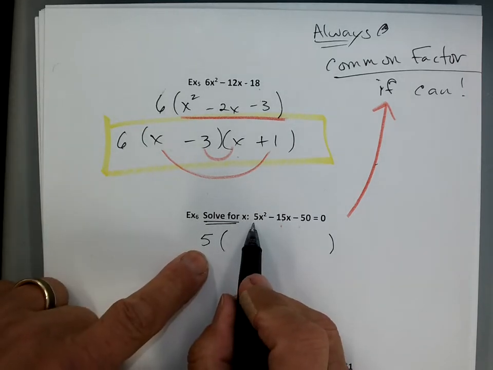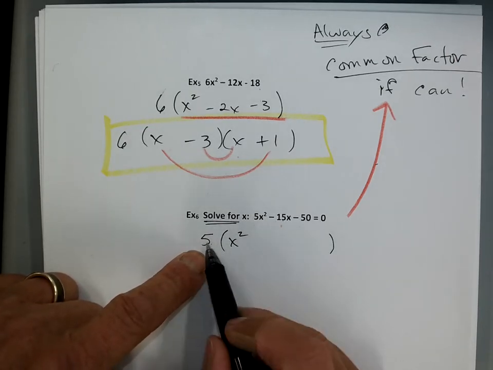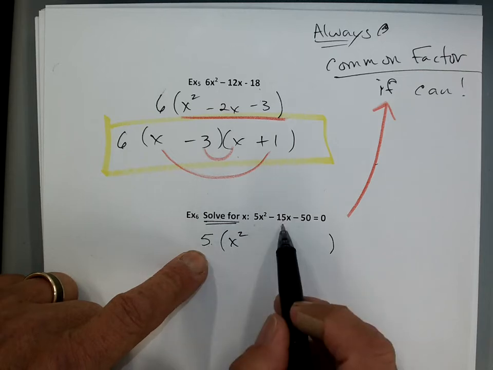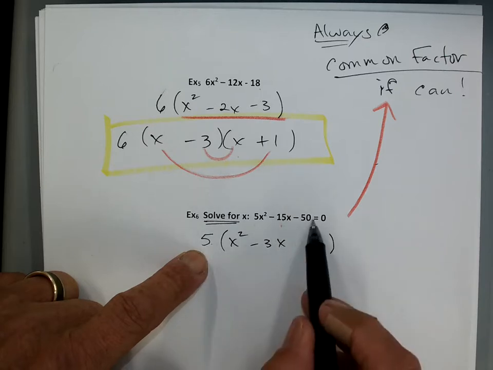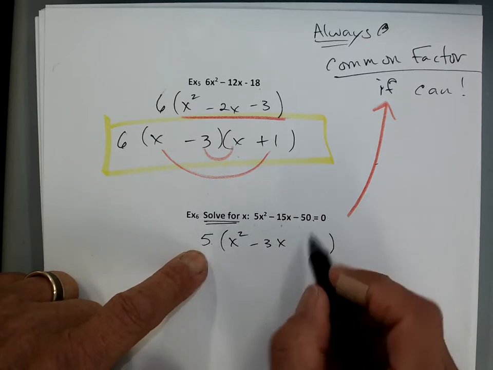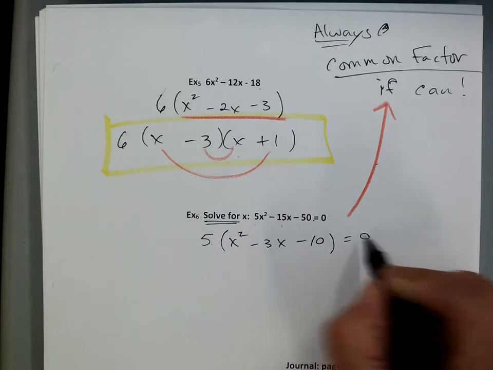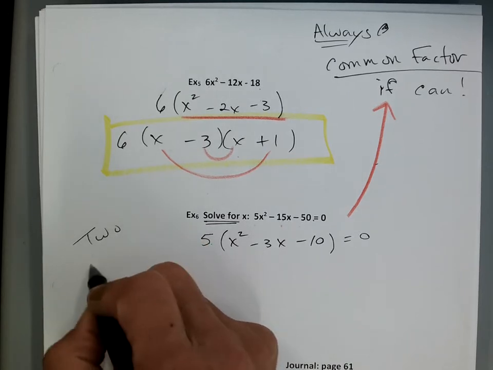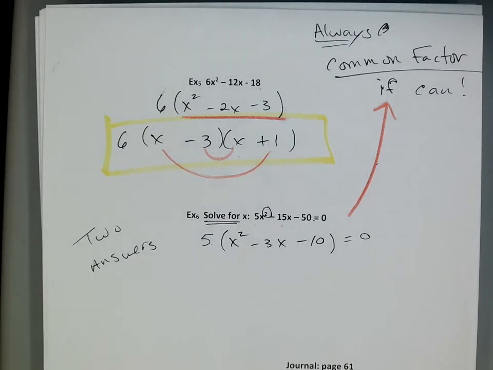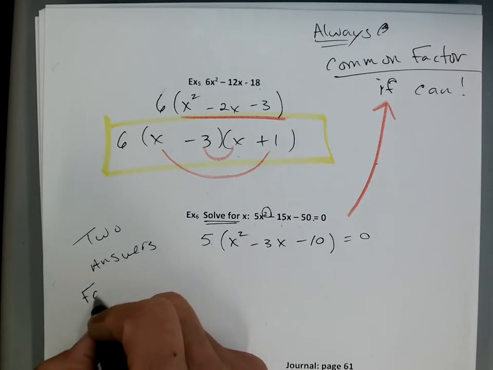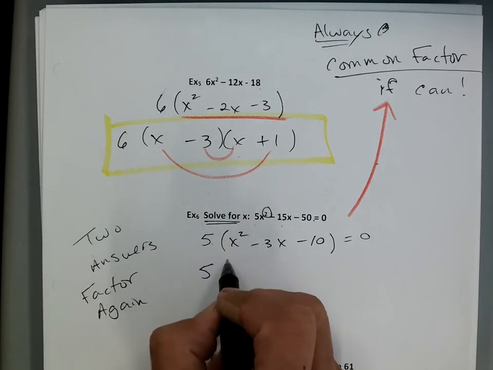If I take out a 5 out of a 5x squared, I'll just be left with an x squared. If I common factor out the 5 out of 15, 5 goes into 15 3 times, or 3x. I'll common factor the 5 out of 50, 5 goes into 50 10 times, or negative 10. Equals 0. Now I know there's 2 answers. Has to be 2 answers because it's an x squared. So let's factor again, leaving the 5 on the outside.